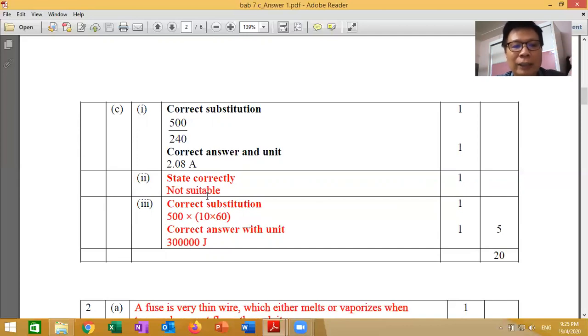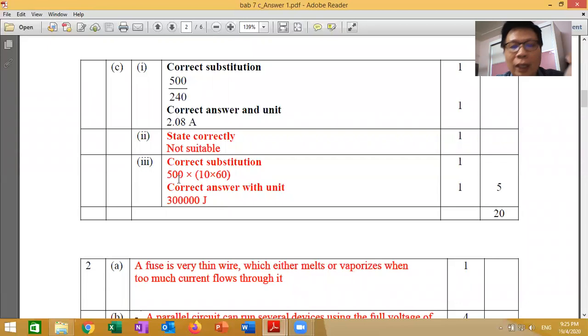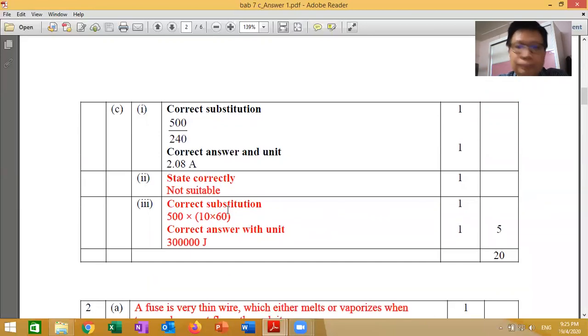Okay, the last one, you find the energy, right? Energy formula is PT, right? Energy equal to PT, power multiplied by time. Power 500, time 10 minutes, change to seconds, so you get 300,000 joules, understand? Energy equals power multiplied by time. This is a formula, all right, okay?